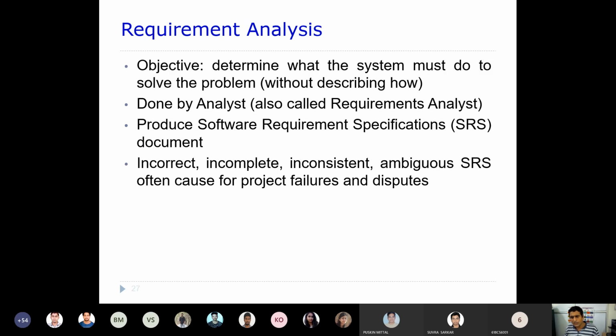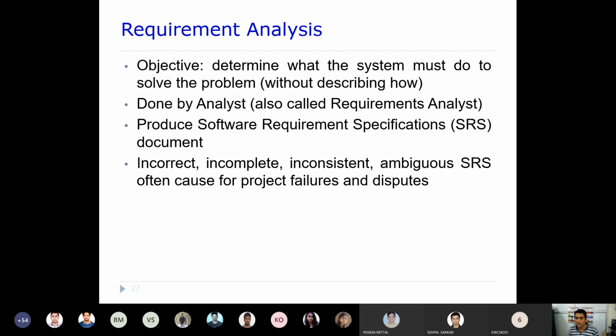Now the next phase we are going to talk about here is requirement analysis. After feasibility, there is requirement analysis. The main objective of requirement analysis is to determine what the system must do to solve the problem. Here we will not talk about how we are going to solve that problem. As part of requirement analysis, we look at what the system must do and what is expected from the system, not how those things will be solved. Usually this requirement analysis is done by an analyst.